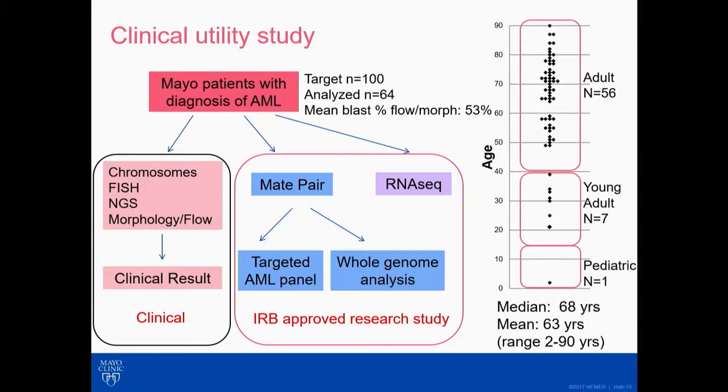So essentially what we're doing is taking all of Mayo Clinic newly diagnosed AML cases. The physician is ordering chromosomes and FISH, and we, in the background, are performing MatePair sequencing on all cases, as well as in some, also performing RNA sequencing. We have, as you can appreciate, 64 cases. The majority of these are adults with a median age of 68 years with a range of 2 to 90, and the mean blast percentage was 53%.